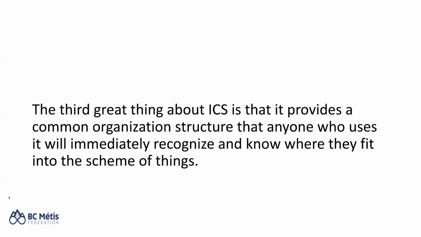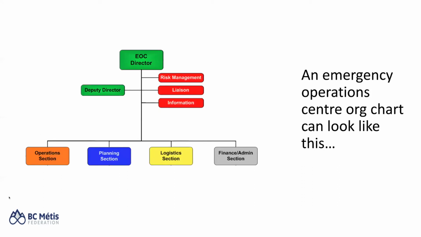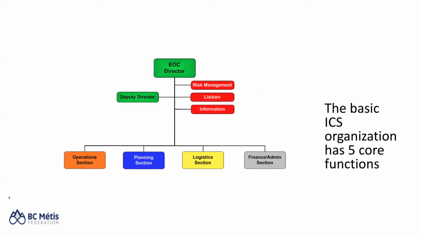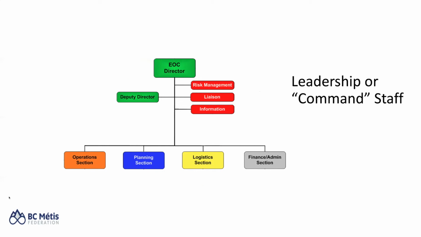The third great thing about ICS is that it provides a common organization structure that anyone who uses it will immediately recognize and know where they fit into the scheme of things. Remember this org chart from earlier on? An emergency operations center org chart can look like this, or any variant thereof. The basic ICS organization has 5 core functions. First, there's the leadership, or as they are commonly referred to in ICS lexicon, command staff.